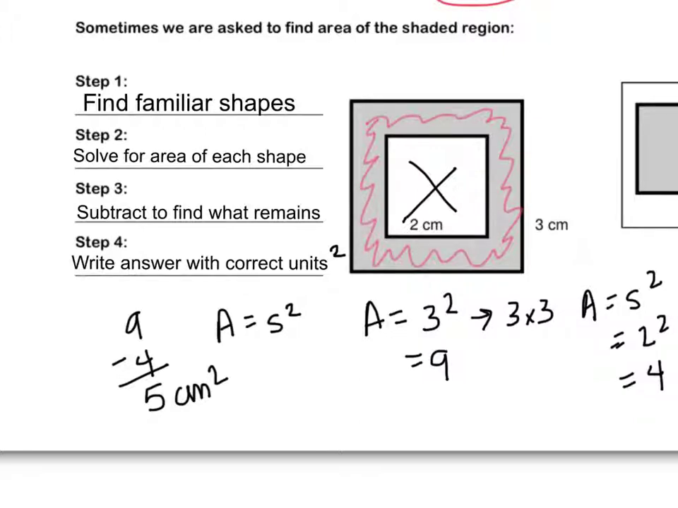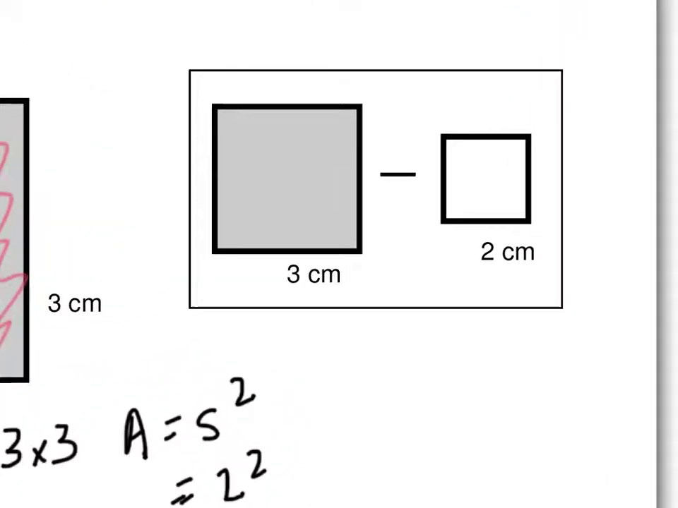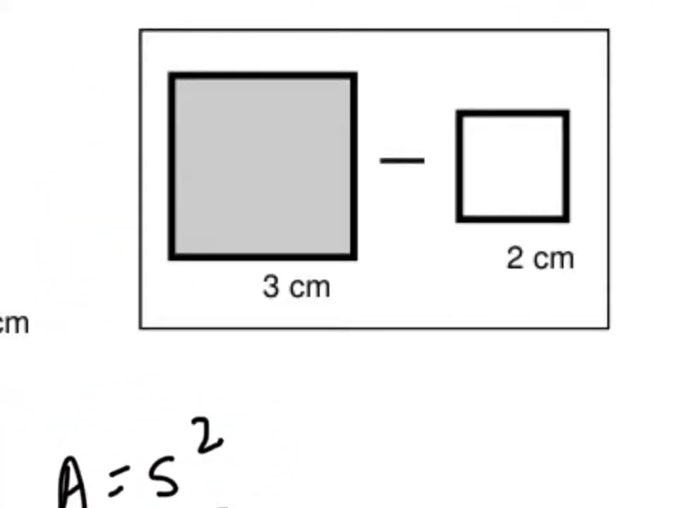So I just want to point out this part over here. Just like in the above problem, this is a visual model that shows the subtraction part, that we have this square and we're taking out the area of this square to see what remains, just like we kind of marked up the other one.